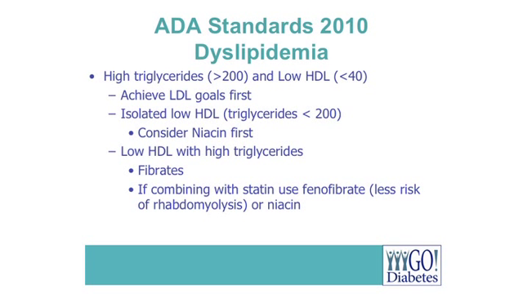Then you focus on isolated low HDL. Things like niacin can improve that. That's statistically the best at raising your good cholesterol. Then low HDL and high triglycerides, you look at fibrates, combining a statin with fibrate. You have to be a little careful. We have a slide coming up talking about this on the interactions between the two, or adding a niacin.